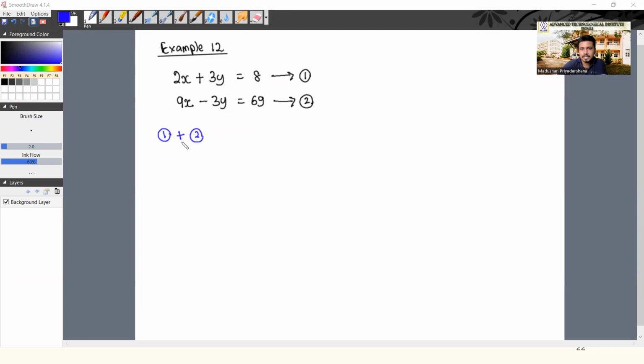How can we decide that? If the signs are different, then in order to eliminate, what we will do is add those two equations. See here, the signs are different.